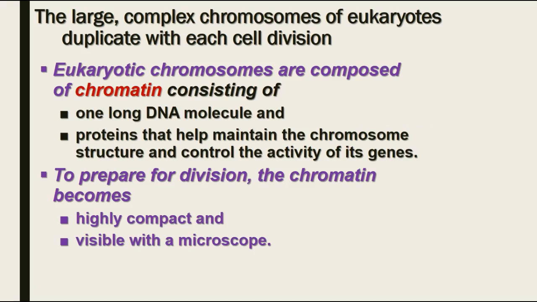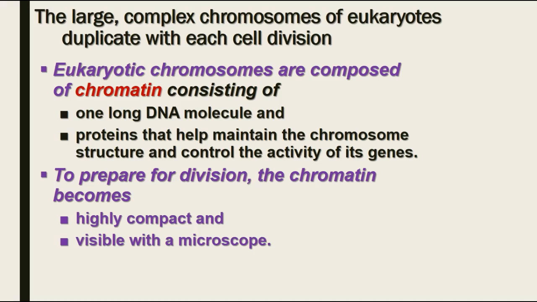The chromosomes are made of a substance called chromatin. Chromatin is DNA, a long DNA molecule, and then there are proteins associated with the DNA that help keep the chromosome structure together and are also involved in controlling the activity of the genes, because you don't want all genes to be active all the time.